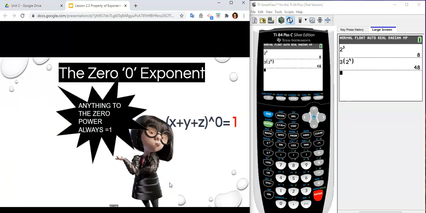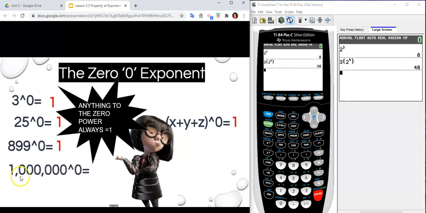All right. Now, last but not least, we're going to look at what happens when we have exponents to the 0 power. So we have 3 to the 0 power. Well, that's just going to be 1. We have 25 to the 0 power. That's just going to be 1 also. We have 899 to the 0 power. Well, that's just going to be 1 as well. And then we have 1 million to the 0 power. And that's just going to be 1 as well.